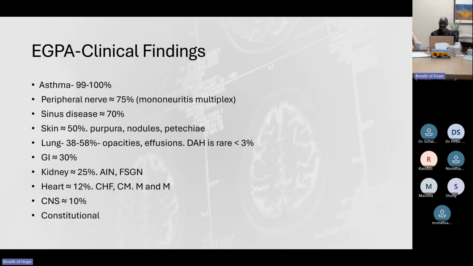And again, with the lungs, most of the time the opacity can be mistaken for TB, non-benign lesions, and then obviously not forgetting other fungal infections. GIT in 30% of cases. Kidney, they can have about 20% involvement with acute interstitial nephritis or focal segmented glomerulonephritis. Heart, 12% with congestive heart failure, cardiomyopathy, and most of them tend to be heart failure with reduced ejection fraction, most common. In the central nervous system, 10%, and some of the symptoms are relatively constitutional.